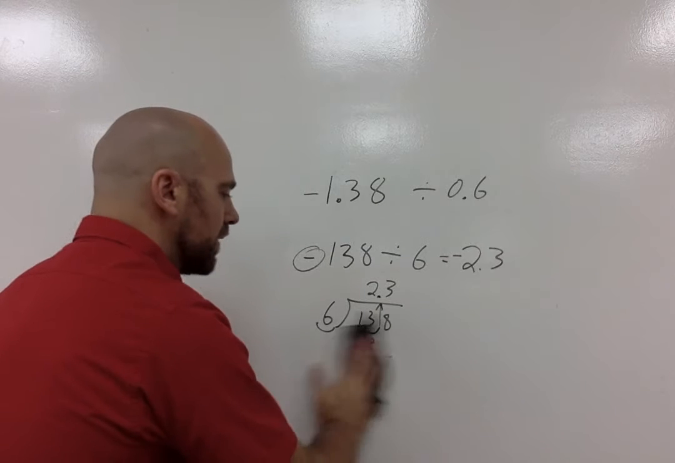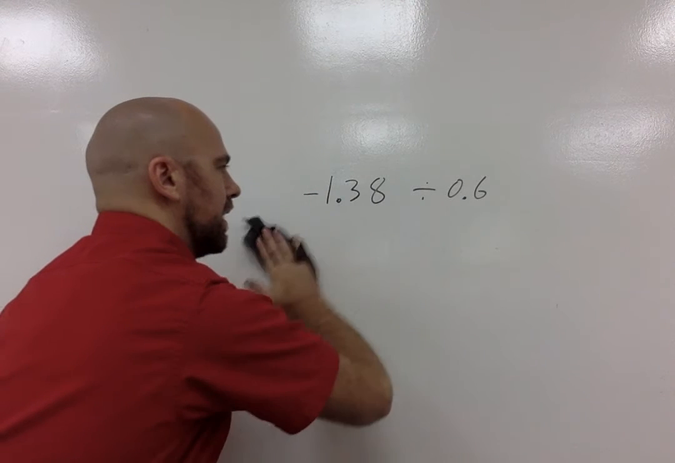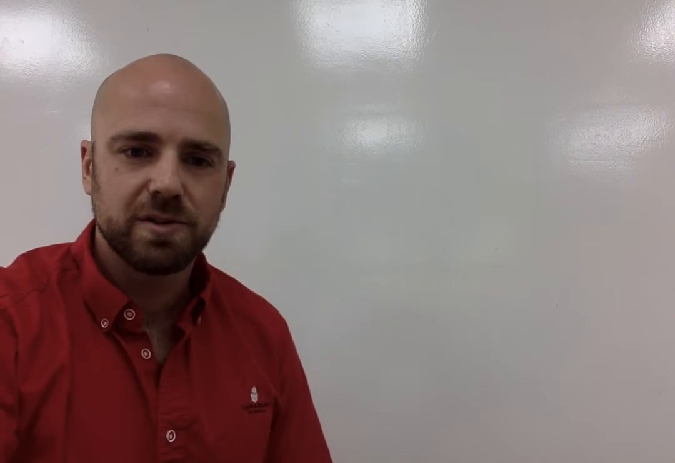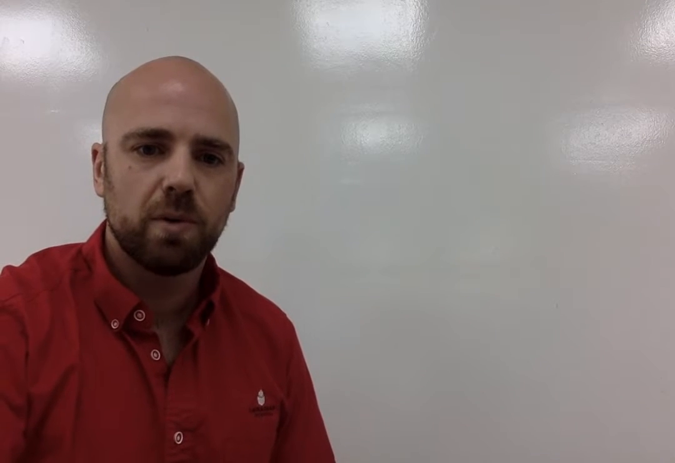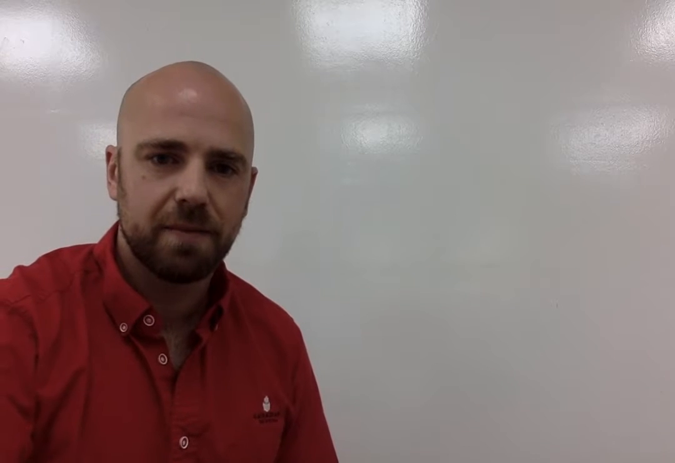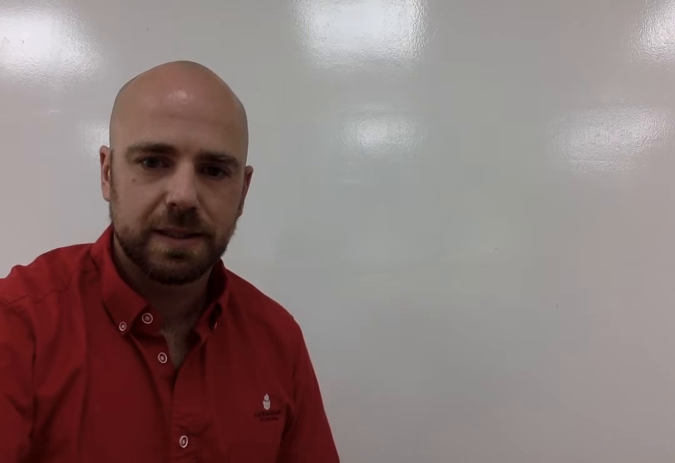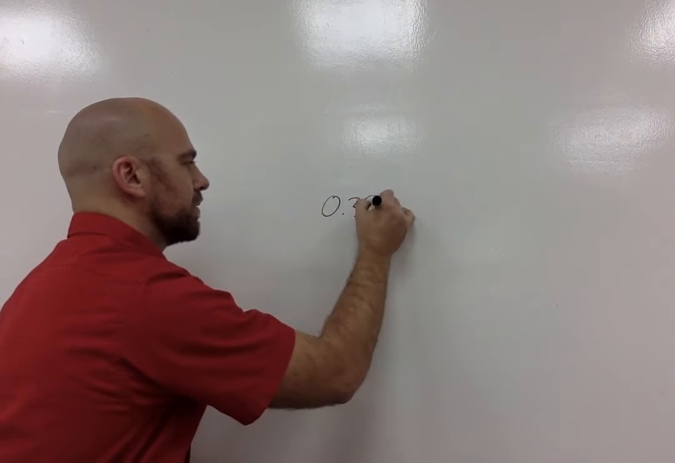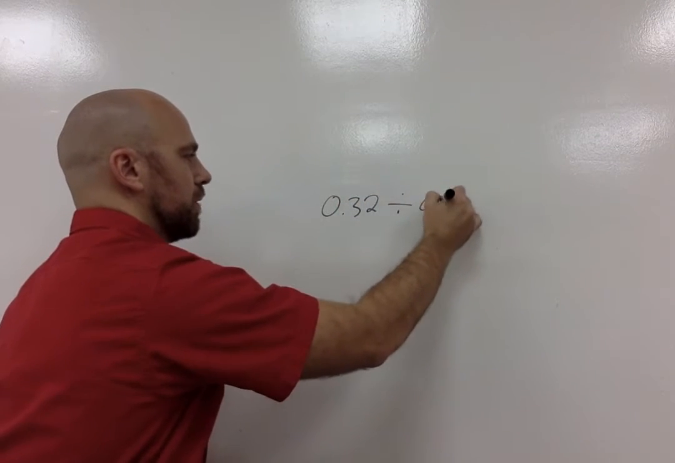Okay, we'll go over a couple more examples like that. Maybe that division idea confused you, so I'll try to find one more that we can do as practice. Let's see here. Okay, perfect. So if I have something like 0.32 divided by 0.4.